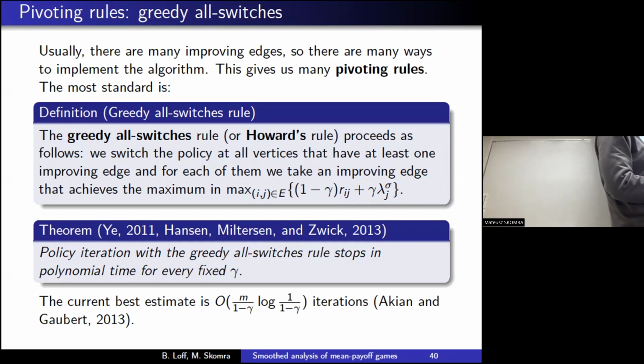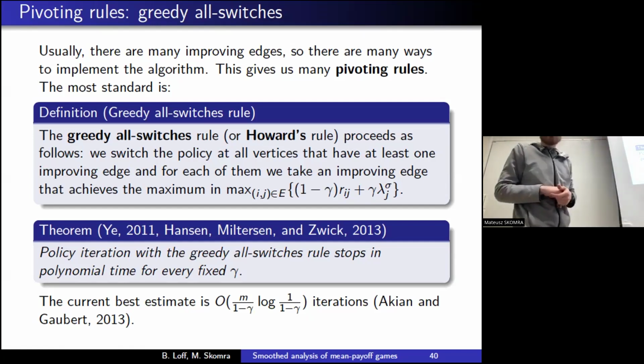This is known as Howard's rule or the greedy all-switches rule. It is considered the most popular policy improvement rule. In many papers, when people say policy iteration, what they mean is policy iteration with this rule. It's so common that they don't even specify it. They just say policy iteration. So this is the most standard rule, and the most studied rule.